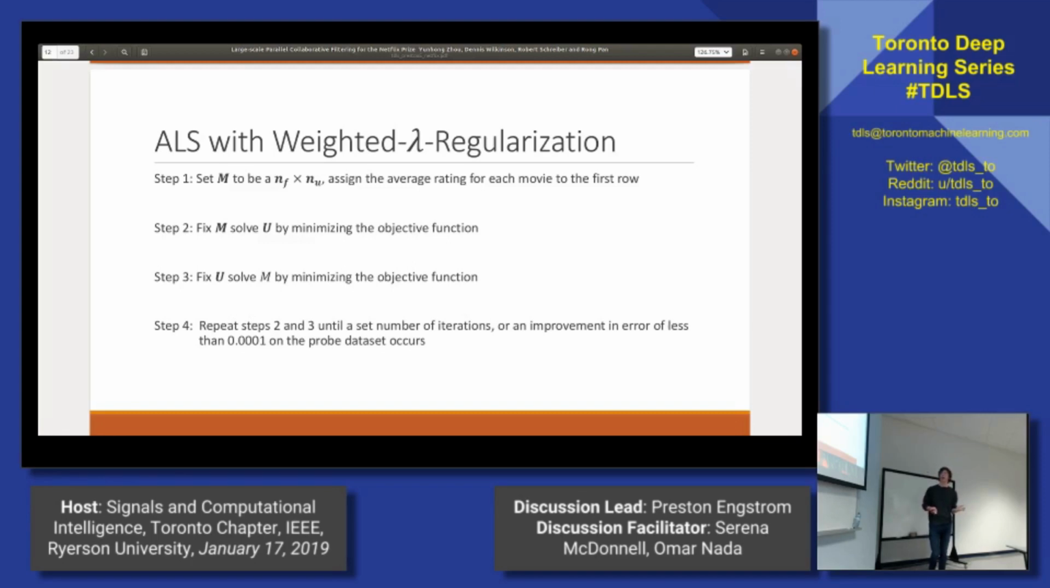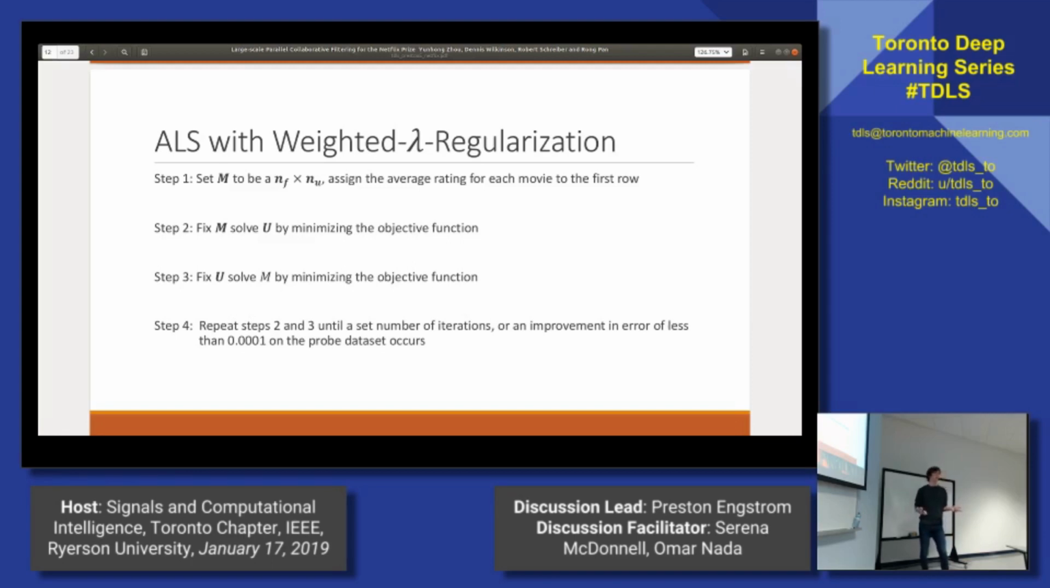And one of the things that the authors did is, for each movie, they assigned the first element of that vector to be the average of all ratings for that movie. We can talk a little bit more about that in a moment. Then we fix M and solve U by minimizing our objective function using just a linear least squares. And then we use that newly updated U matrix, fix it, and solve M using the same method.